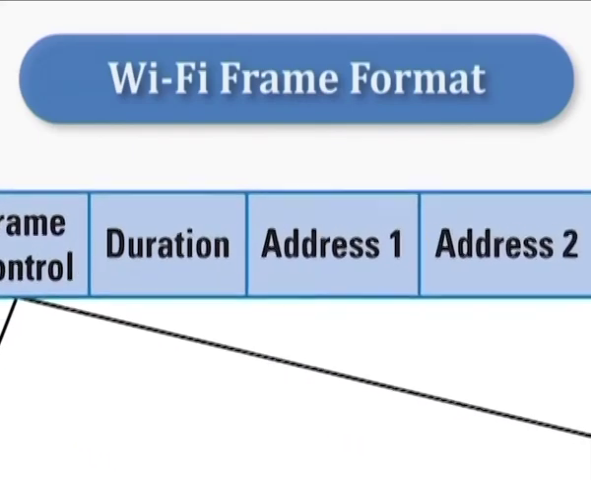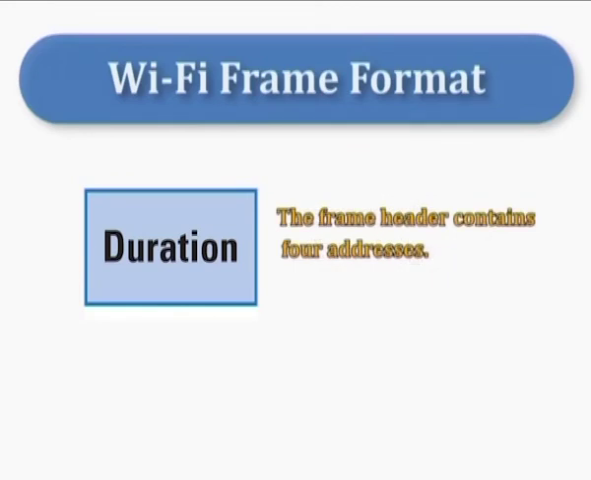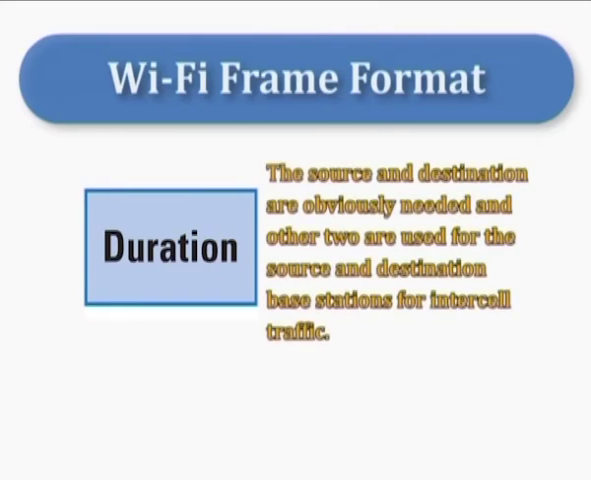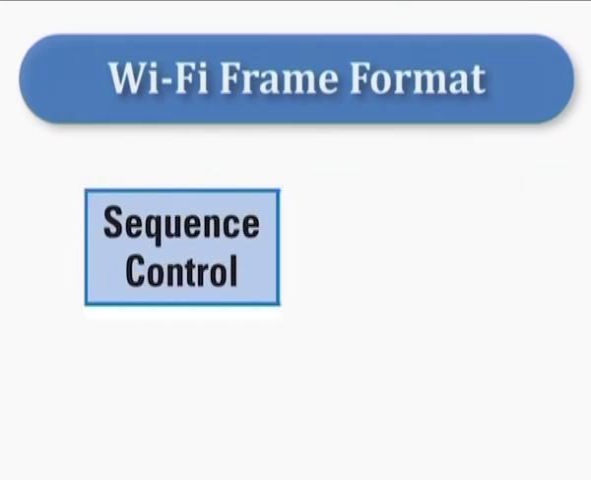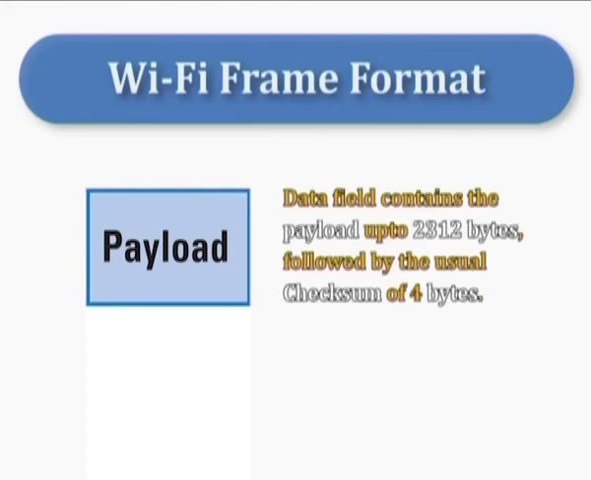The second field is duration, which tells how long the frame and its acknowledgement will occupy the channel. The frame header contains 4 addresses. The source and the destination are obviously needed, and the other 2 are used for the source and destination base stations for inter-cell traffic. The sequence field allows fragments to be numbered. Of the 16 bits available, 12 identify the frame and 4 identify the fragment. The data field contains the payload of up to 2312 bytes, followed by the usual checksum of 4 bytes.